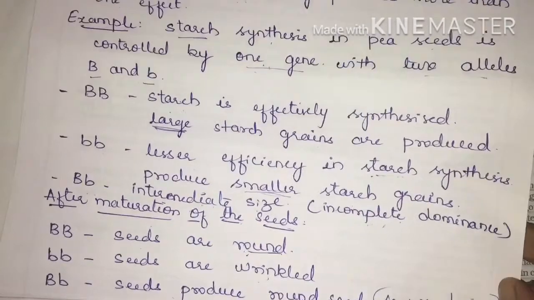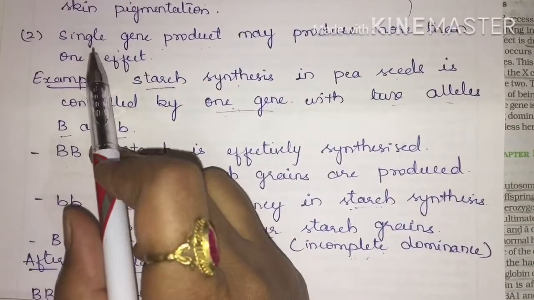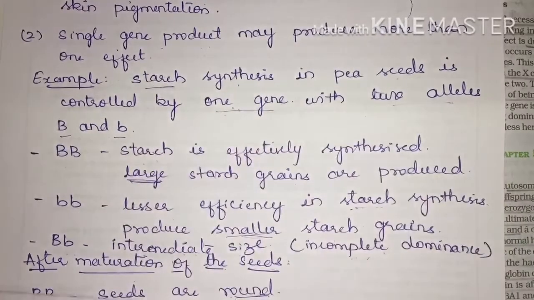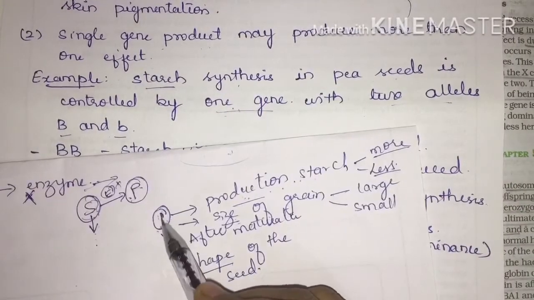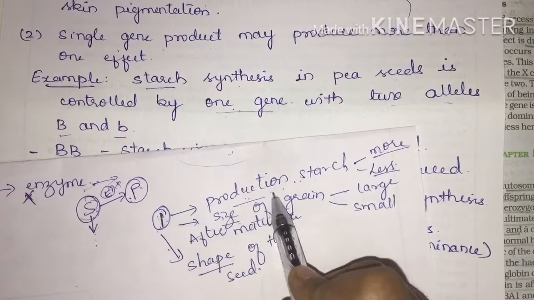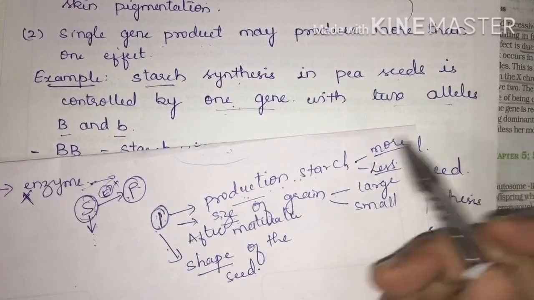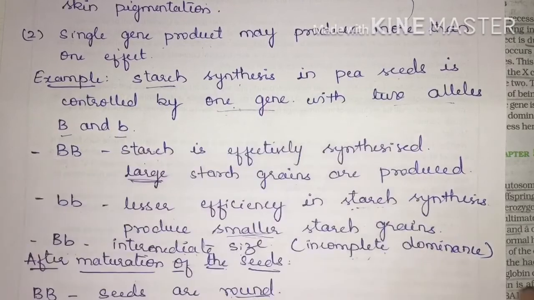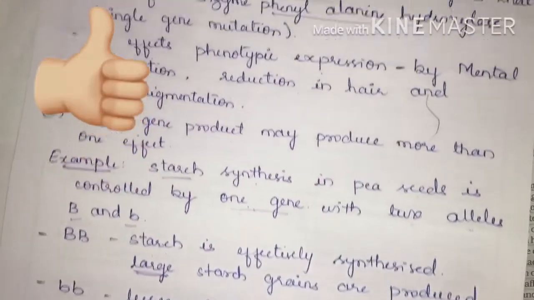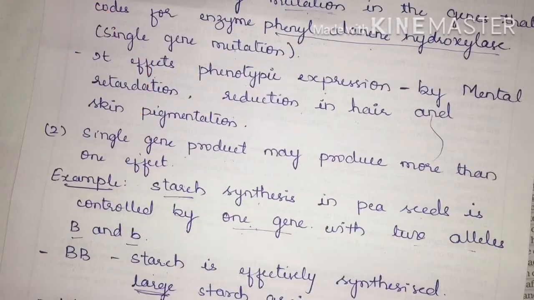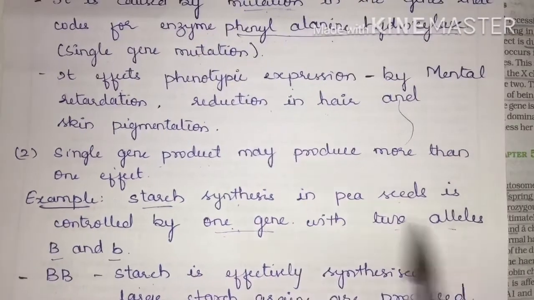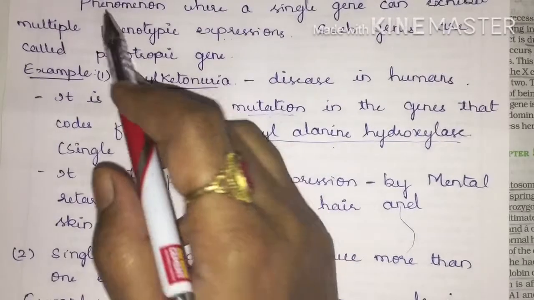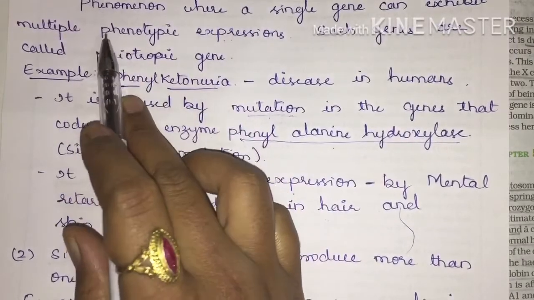Now, can you find what we have given in the sentence? Single gene product may produce more than one effect. Is it a single gene product? This is a single gene, and its product may produce more than one effect. This product is giving more than one effect. Either we can get a question separately about single gene product producing more than one effect, or in pleiotropy itself we can get that one.